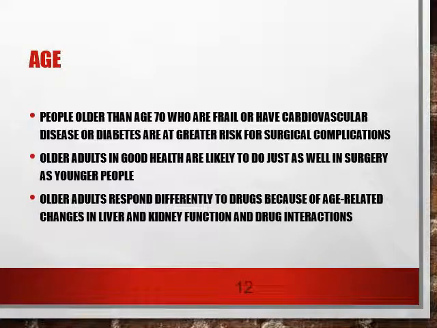So let's talk about age. People older than age 70 who are frail or who have cardiovascular disease or diabetes or even COPD are at greater risk for surgical complications. And you can imagine, because if they have diabetes, that glucose level is under stress, and surgery makes the glucose go up. So it's harder to keep diabetes under control after surgery. And then cardiovascular disease, if their heart isn't functioning properly, it may put them at risk for complications.